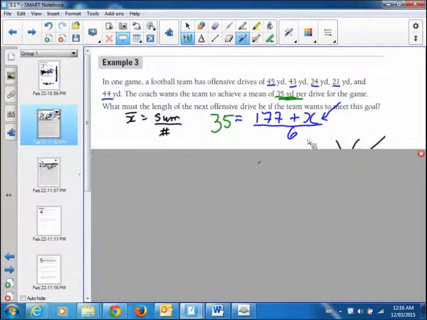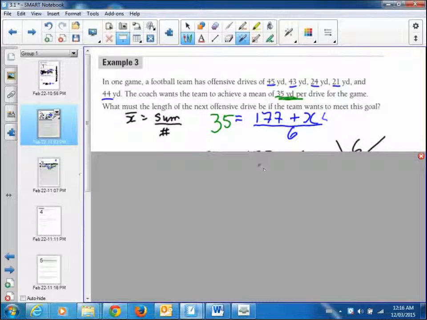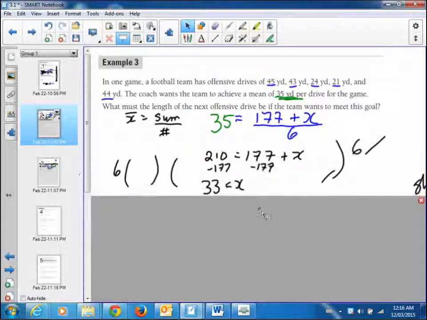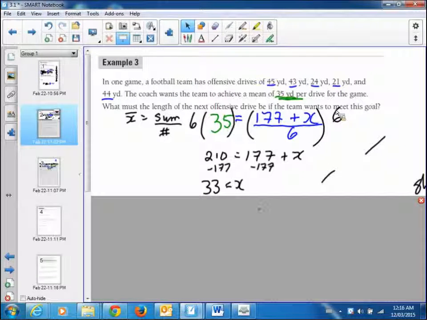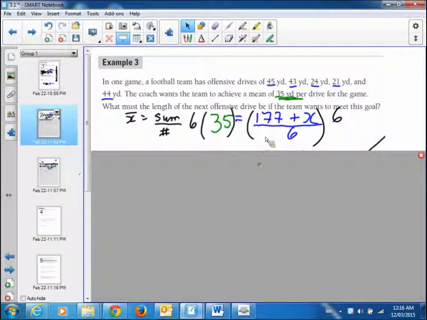The problem is we've got division here, dividing by 6. The opposite of dividing by 6 is multiplying by 6. Do the same thing to both sides, so we're going to multiply both sides by 6. So I just put this here. 6 times 35 on that side, but the real important one is 6 times the right-hand side here. That will get rid of the 6 on the denominator, the blue 6 there.